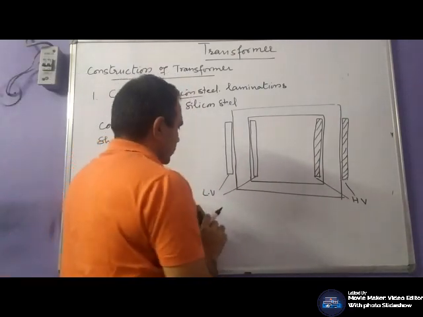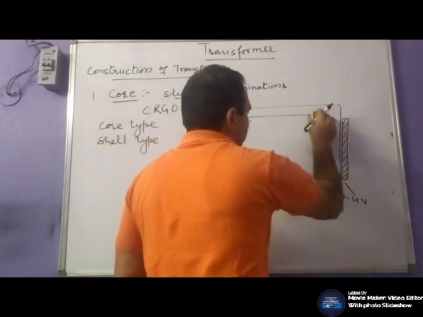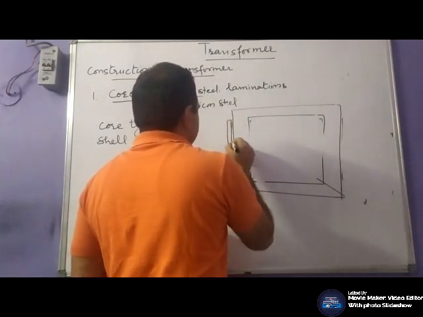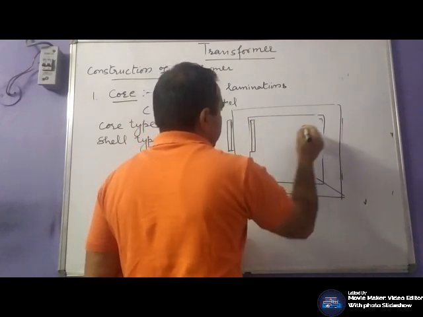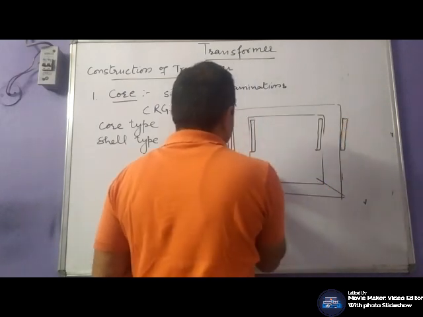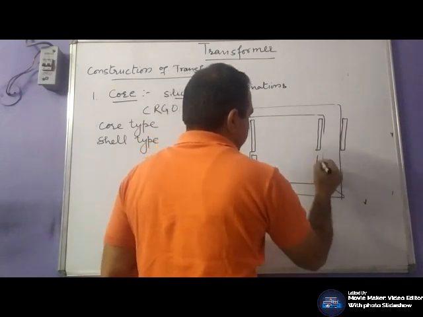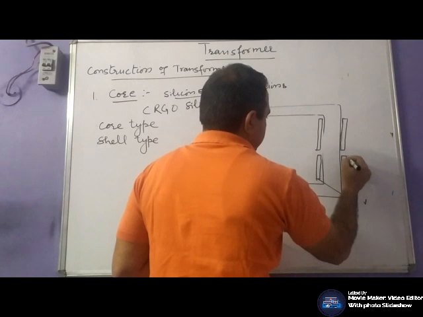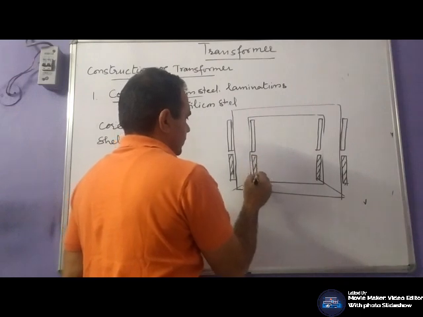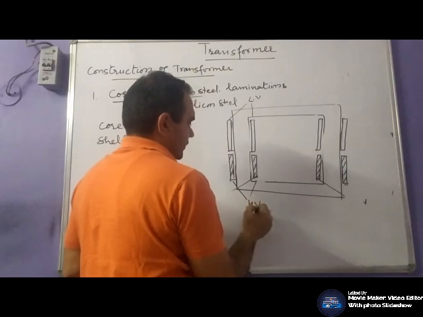Or a portion of low voltage winding is placed on one limb and a portion of high voltage winding is placed on the other limb. Low voltage winding, high voltage winding.